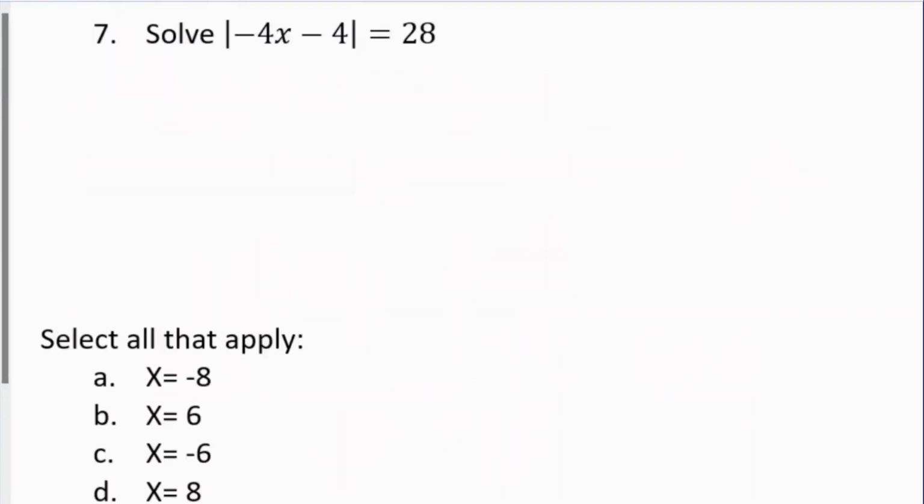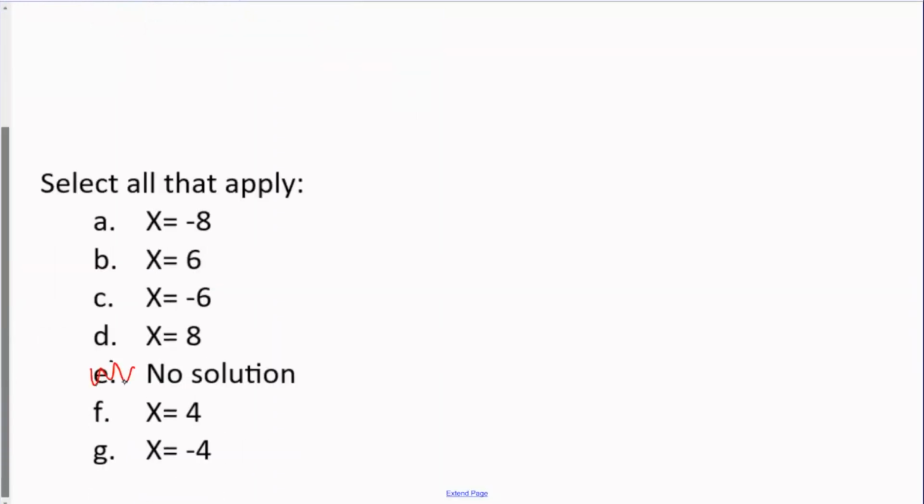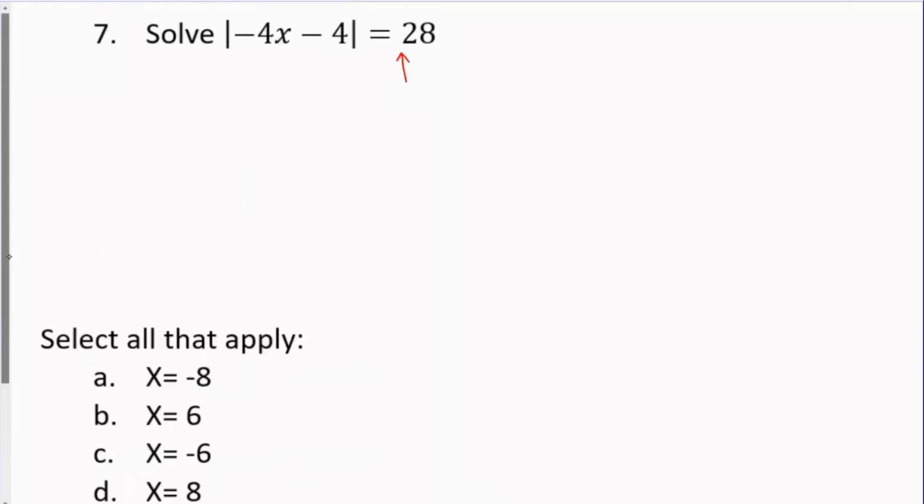All right, number 7. So number 7 says we're solving for an absolute value equation. So the first thing we want to look at is make sure that our original equation is set equal to a positive number, which in this case it is. So there's already an answer choice that we can eliminate, letter E, because E only works if it equals a negative. So now let's start by building our second equation.